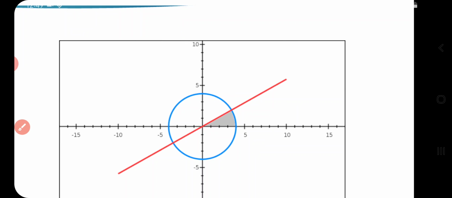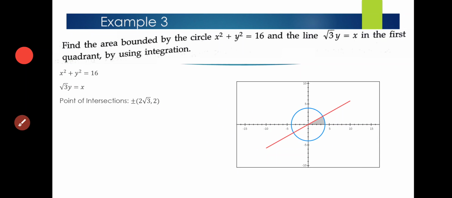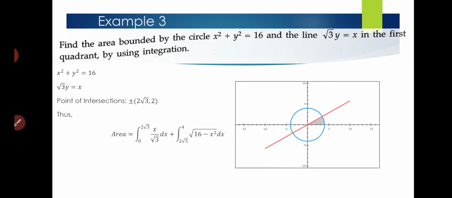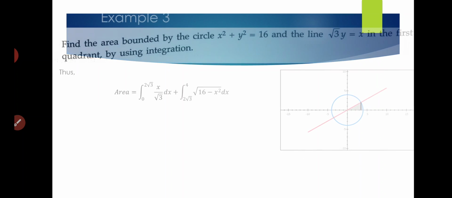So now let us write the integration. So therefore the area is given by this. Check it very carefully. From 0 to 2 root 3 we are integrating the straight line, and from 2 root 3 to 4 we are integrating the circle. Now let us put the values and calculate.